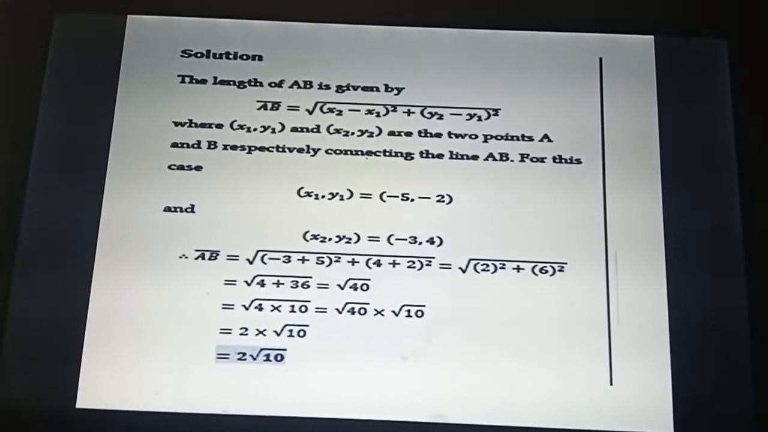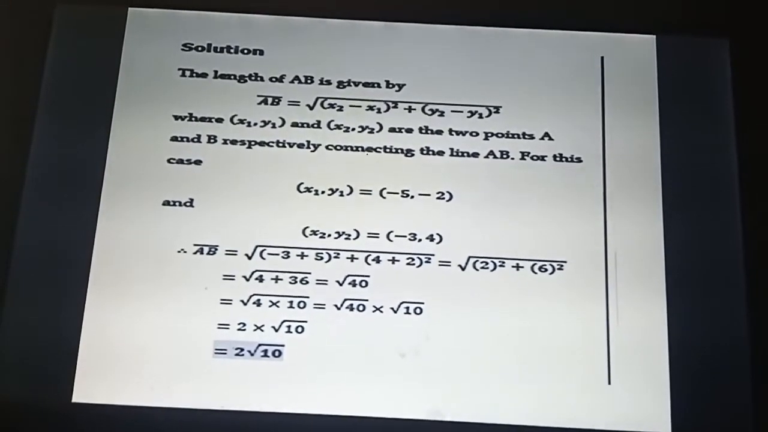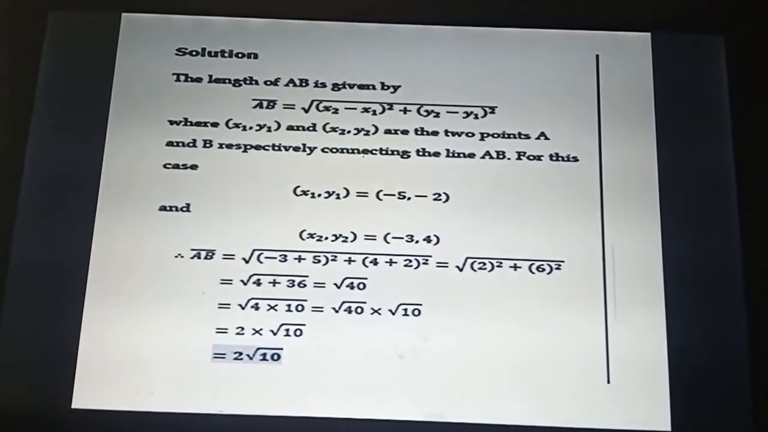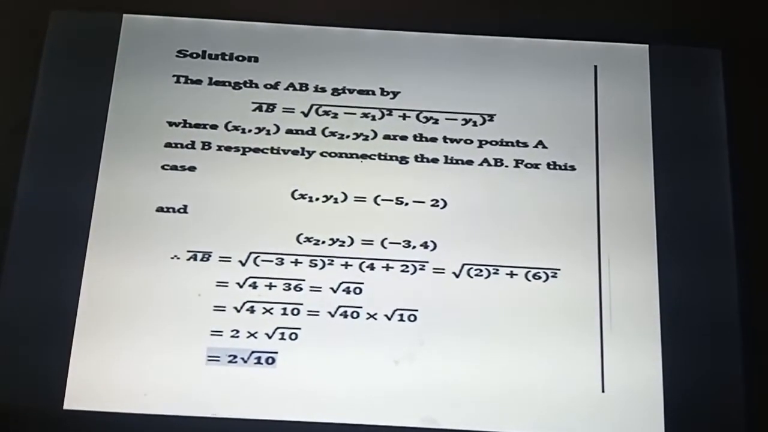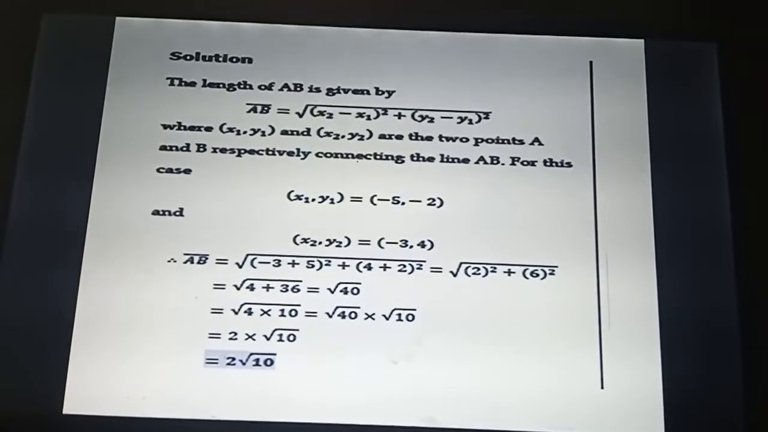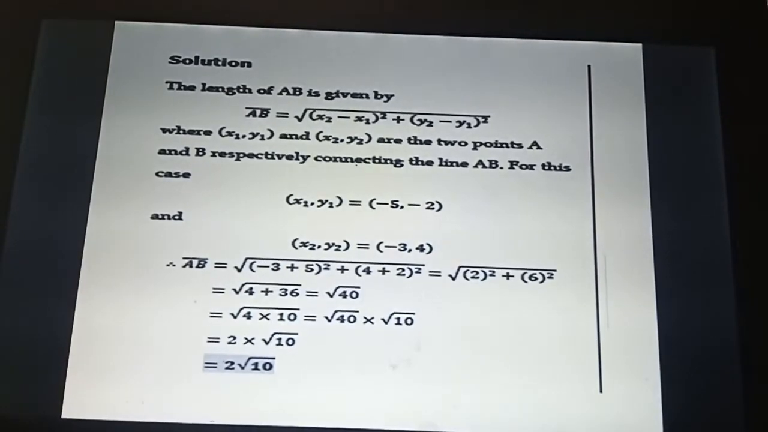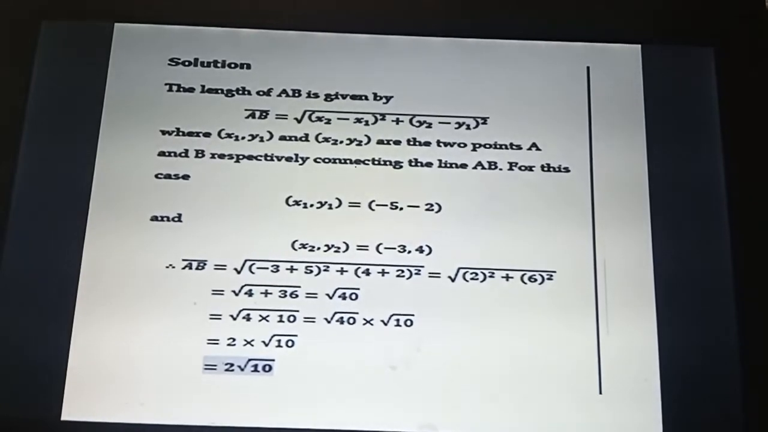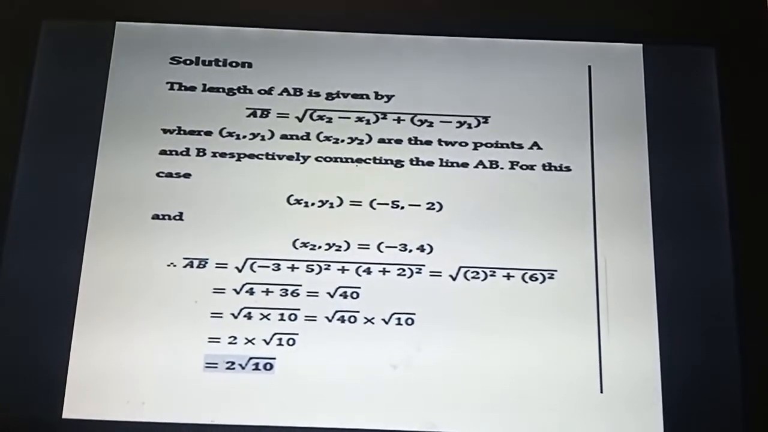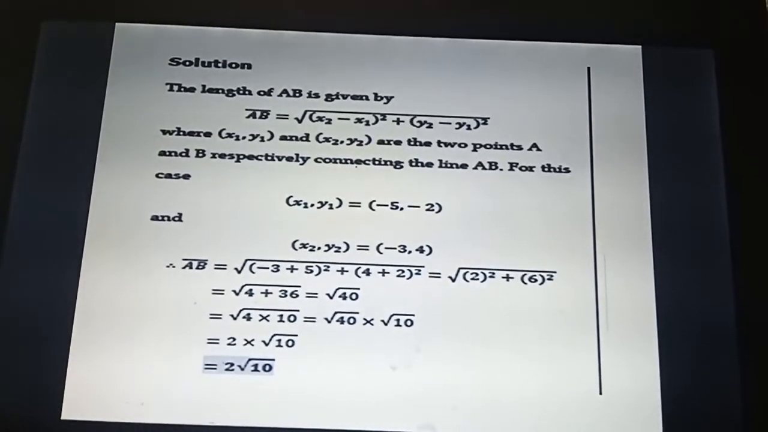2 squared plus 6 squared. 2 squared is what? 4. 6 squared is 36. Then you should add them. When you add them, it will give you what? 40. Then the square root of 40. You are going to break this 40 into 4 times 10, which gives you 40. Then the square root of 4 is 2, so you have 2 times root 10. Exactly.